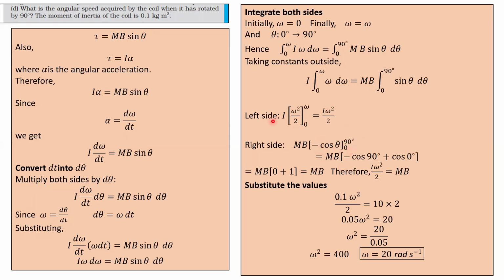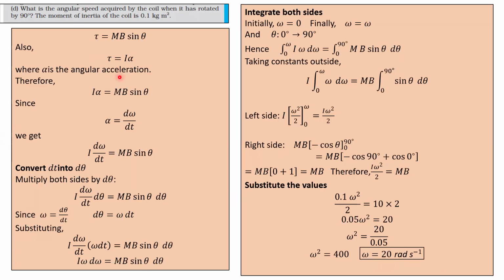Now we'll apply the limit. I omega square by 2, 0 to omega, no change. So it remains same, I omega square by 2. Now cos theta value 0 to 90. mb is taken out, minus cos 90 minus of minus cos 0. It becomes plus cos 0. Cos 90 value 0. Cos 0 value is 1. So you are getting mb. Therefore, left side I omega square by 2 equal to mb. M value is 10, and in the previous question, we have calculated magnetic field is 2. If you simplify, we are getting omega square as 400 or omega equal to 20 radian per second.